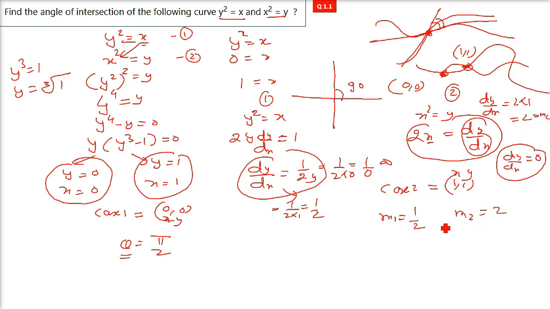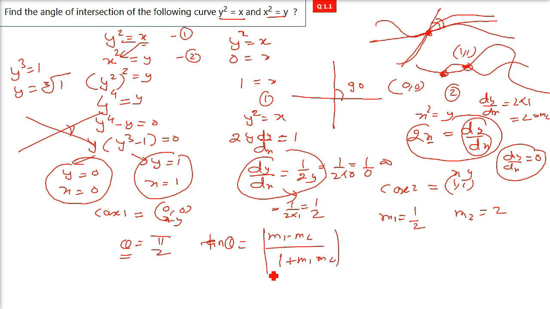When you have m1 and m2, there are two lines, two slopes. How are we going to find the angle between them? So the angle between two lines is tan theta equals (m1 minus m2) by (1 plus m1 m2). And please remember, we have to take the modulus. Even if it comes as negative, you have to make it positive.